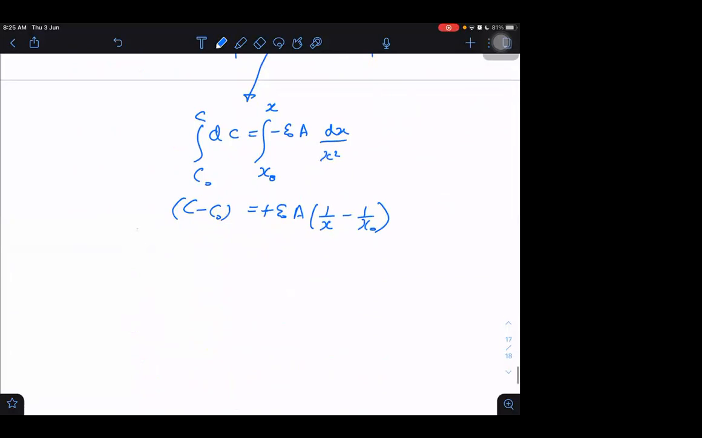Find this value now. What is C? C is equal to... not C, we have to find x naught actually. We have to find x. We can find x from here. Just put the values of C and C naught from above and we can get it.